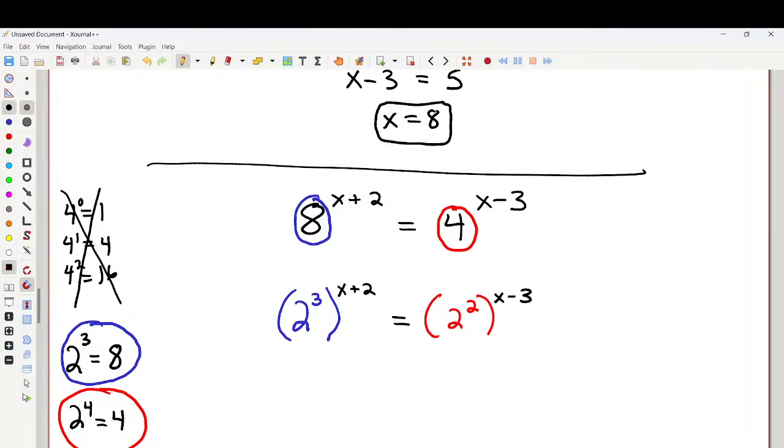Wonderful. What's true about stacked exponents? What's going to happen here? Multiply. So 3 times x and 3 times 2 is 3x plus 6. 2 times x, 2 times minus 3, 2x minus 6. The rest is going to be mad simple. And I don't think this was hard. You just have to see it.